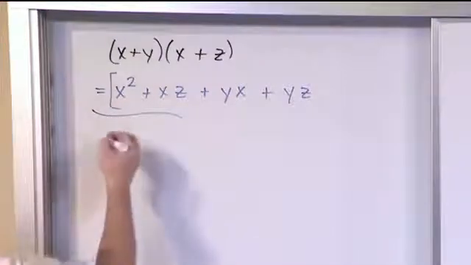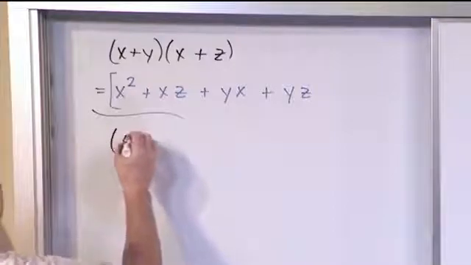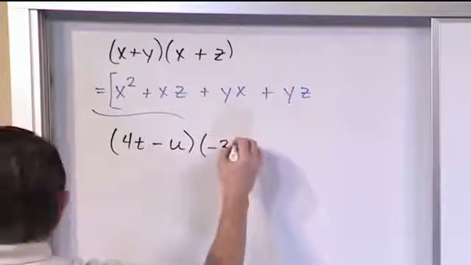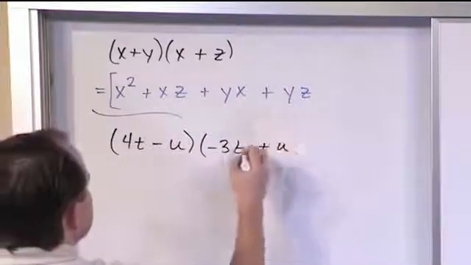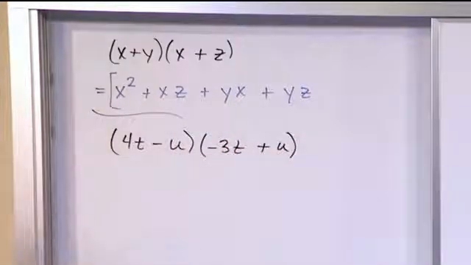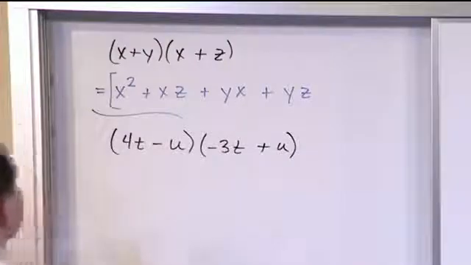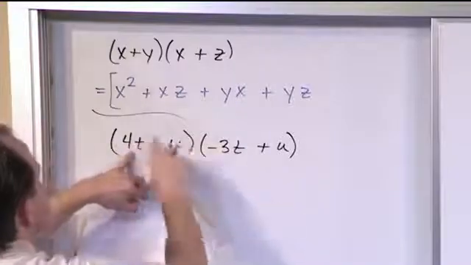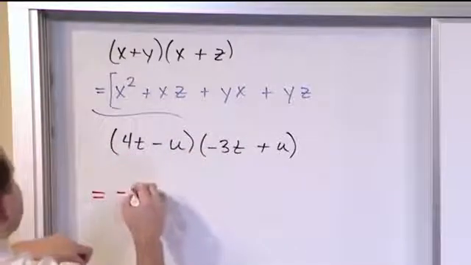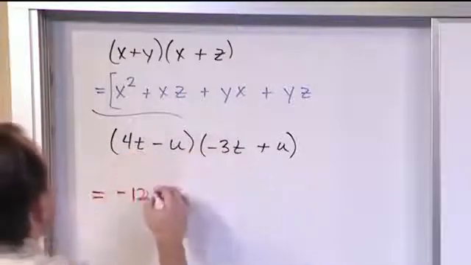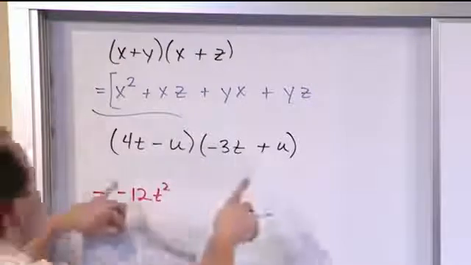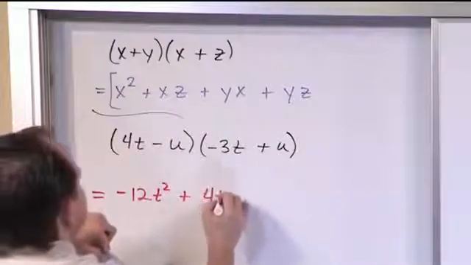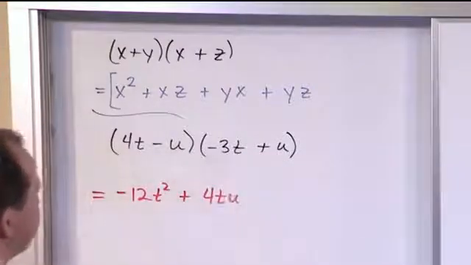So what if you have something a little bit bigger, like 4 times t minus u, negative 3t plus u, like this. So what you're going to have is the first terms, these guys. 4 times negative 3 is negative 12, and t times t gives you t squared. And then you have the outside terms. 4t times u is going to give you 4tu. Can't really do much more with those because they're different variables.